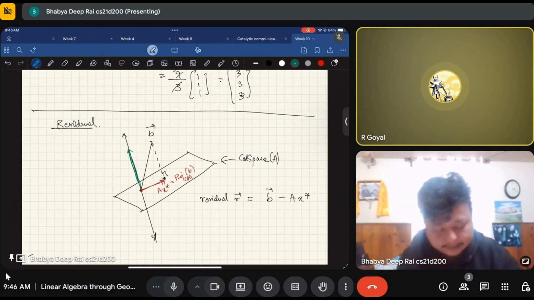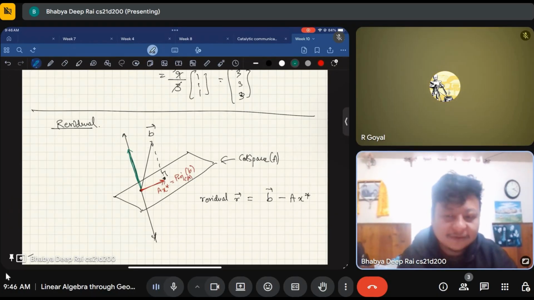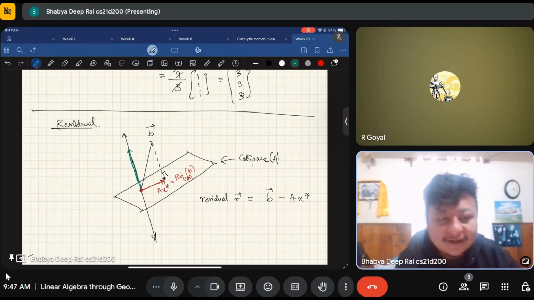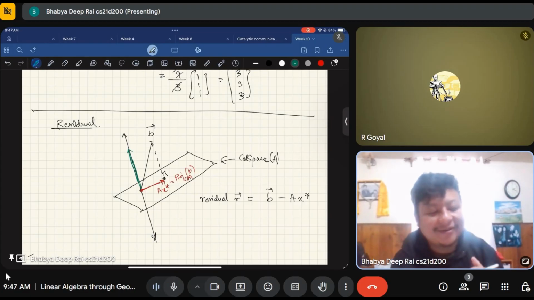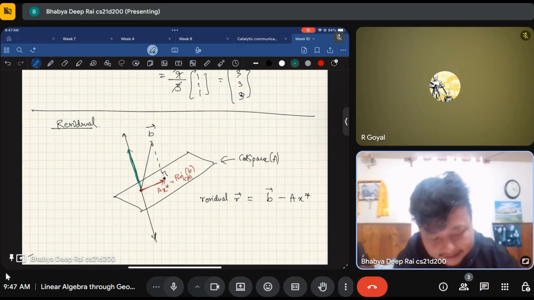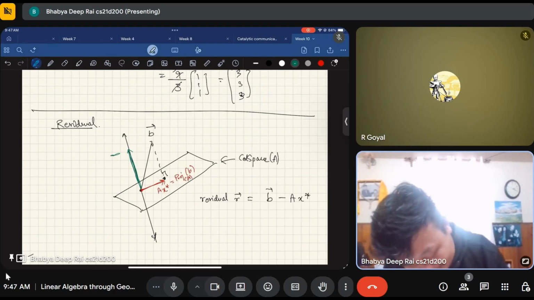And what is the goal? The goal is to find the x star which minimizes this entire stuff. That was a previous goal. We already know that Ax star is the vector that minimizes the distance between b and the column space. Now the goal is that I just want to see how good my approximation is. I just want to find a measure of how far I am from the actual vector b. That is measured by the norm of this, the length of this vector.